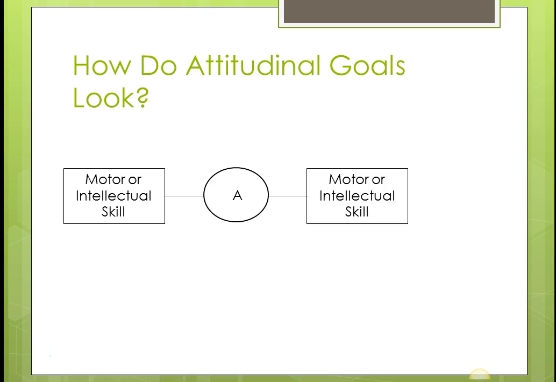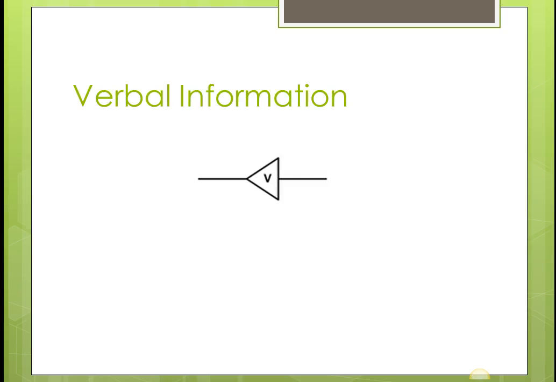So how does this look? The attitudinal goal is placed in a box next to the psychomotor or intellectual goal, as depicted there. So the motor skill or intellectual skill. As I'm looking at this now, the box on the right should say attitudinal goal. I apologize. So motor or intellectual skill on the left, attitudinal on the right. Verbal information is indicated by this triangle with the V. This indicates that verbal information is used to support the intellectual skill in the box next to it.